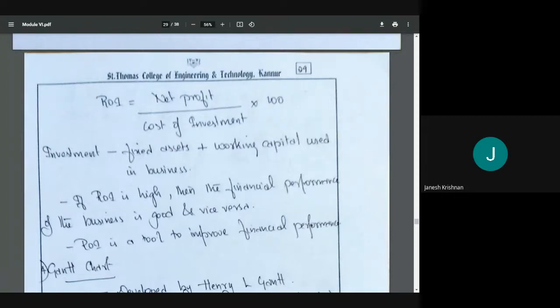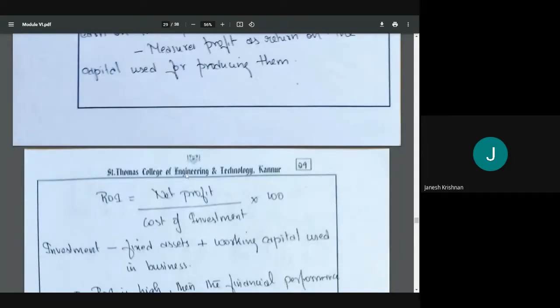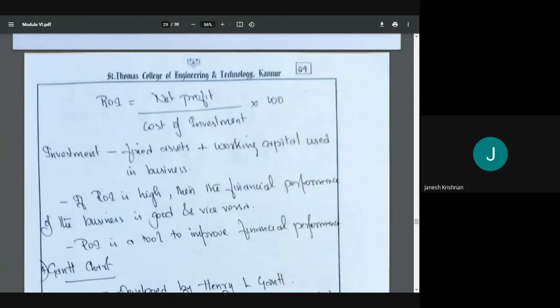If the profit is decreasing, I am doing badly. So my aim should be that the return on investment should be high. If the return on investment is high, then the financial performance of the business is good, and vice versa. Meaning, if the ROI is low, financial performance is bad. So ROI is a tool to improve financial performance.